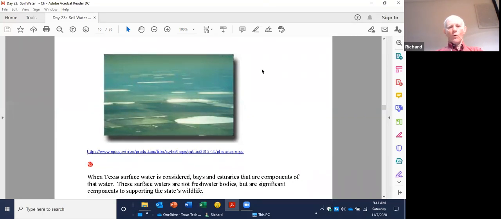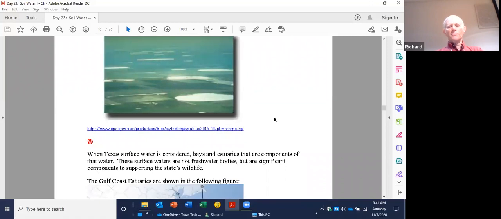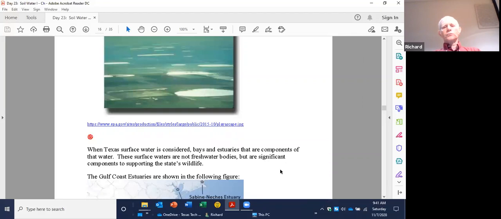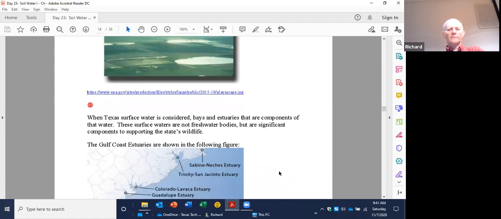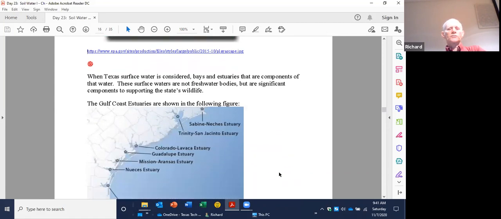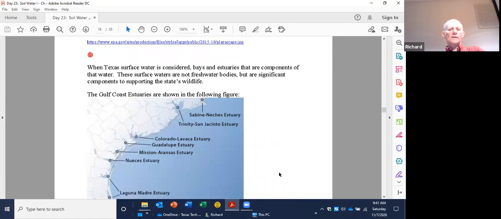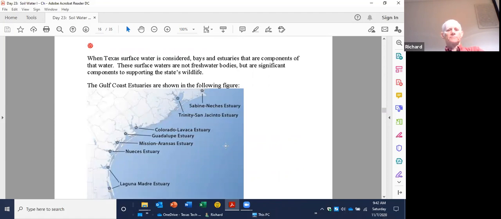When Texas water is considered, bays and estuaries are a component of that water. These surface waters are not freshwater bodies, but are significant components to support the state's wildlife. Here are the golf course estuaries as shown in your textbook. And notice they are tied in with the rivers that run into them.